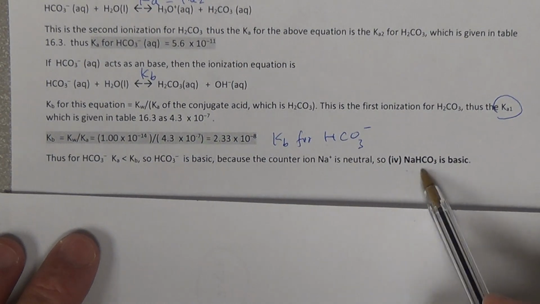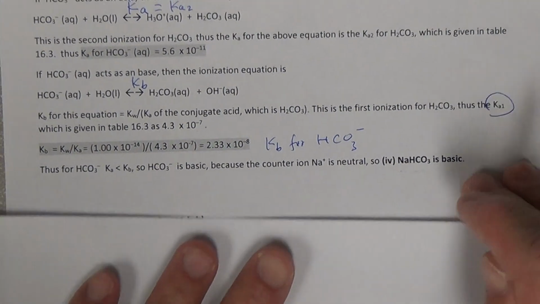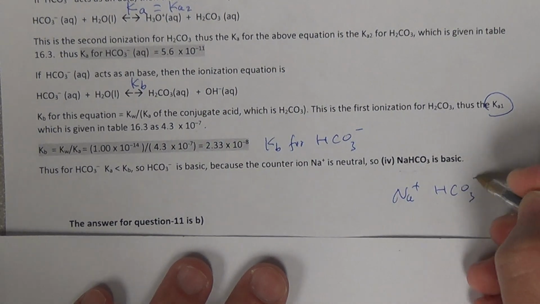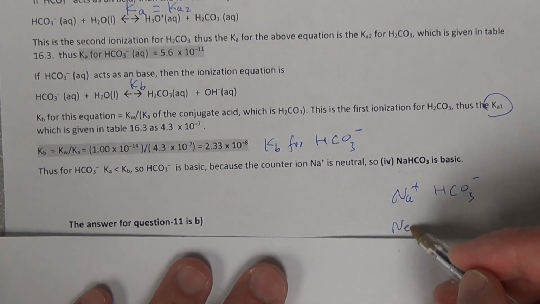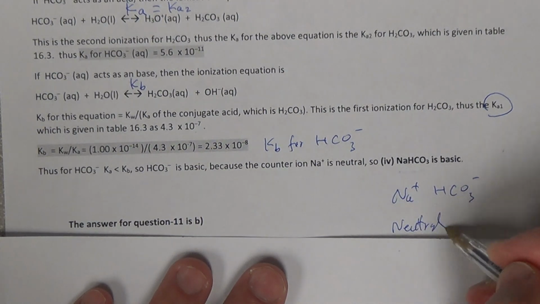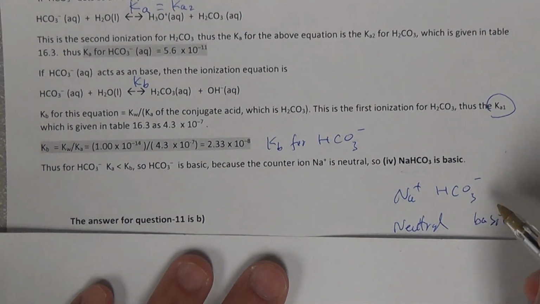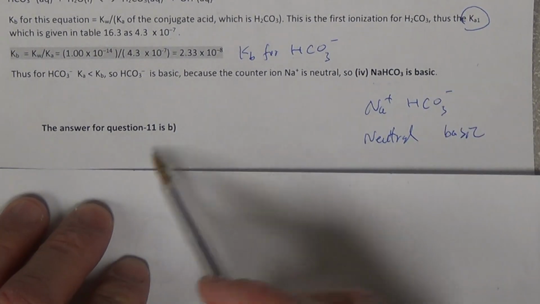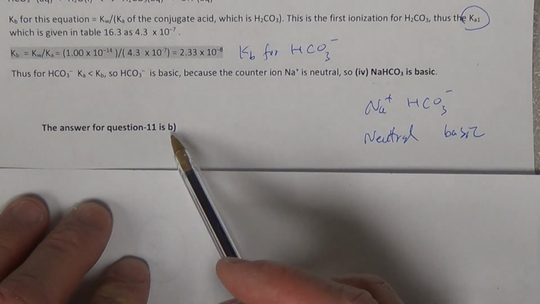In this solution we'll have two ions, the Na+ ion and the bicarbonate. Na+ is neutral, and bicarbonate is basic. So neutral plus basic is basic. Therefore the solution is basic. The answer you check for question 11 is B.